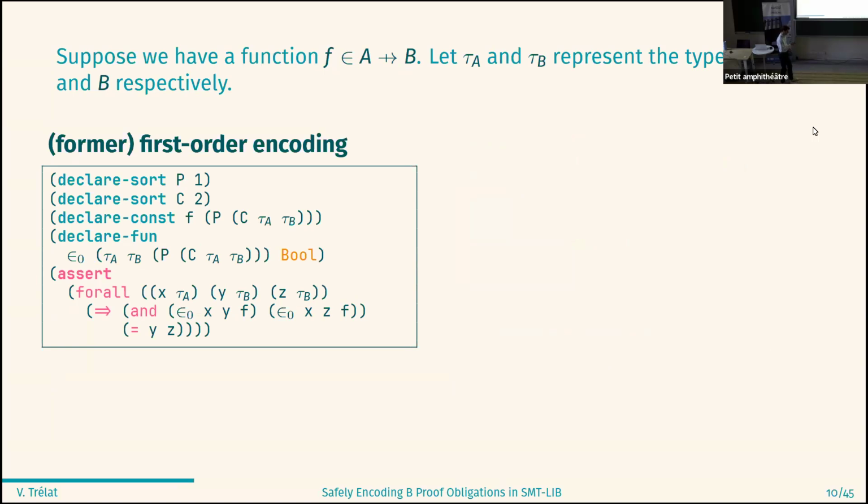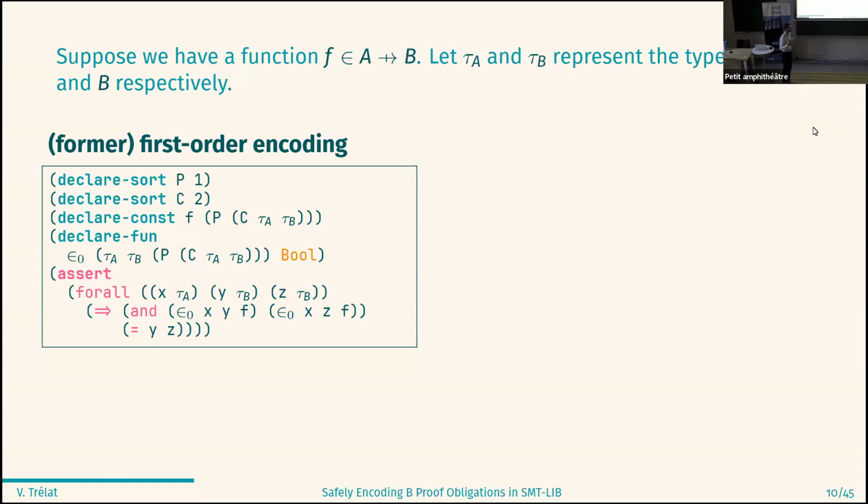As I said, F is a subset of the Cartesian product of A and B. Then we declare a new membership predicate that now takes 3 elements, so the X, the Y, and the F. And mem0 X, Y, F means that F of X is equal to Y. It's a bit complicated, but it's what it means. And then we specify that the relation F is functional. All of this is related to the fact that F is a function.